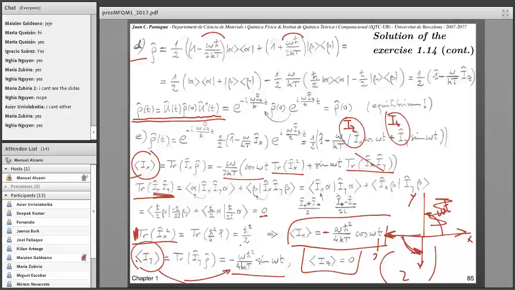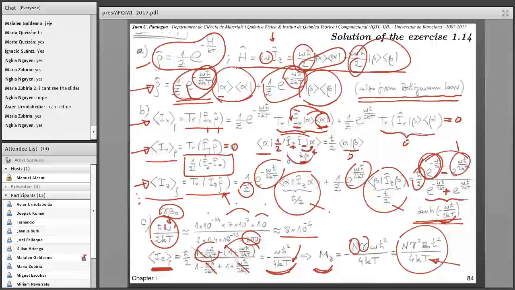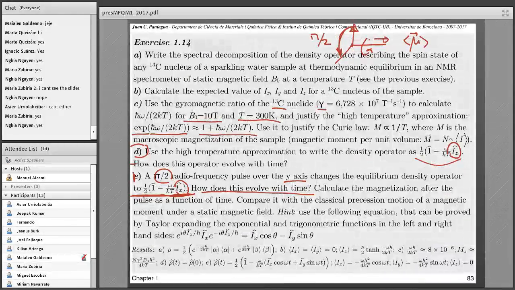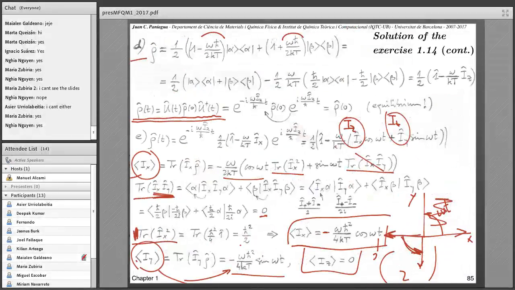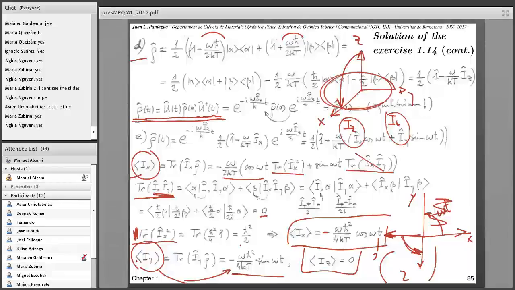So at equilibrium, the magnetization points to the magnetic field, but after the pulse, the magnetization is brought to the z axis. And it evolves. First, we have the magnetization here, z axis. The pulse brings the magnetization to the x axis, and then it turns around the x y plane. Okay?